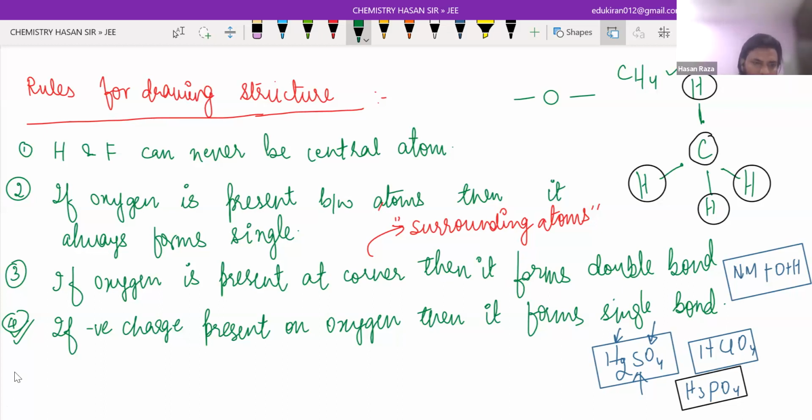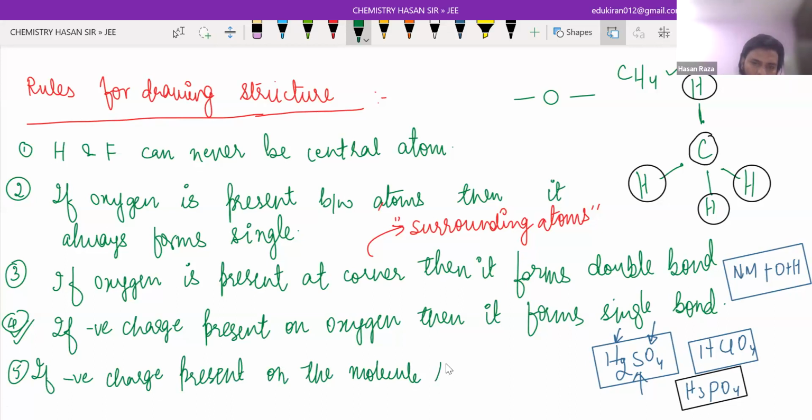The next is very important. If negative charge is present on the molecule, then it is considered on the central atom.